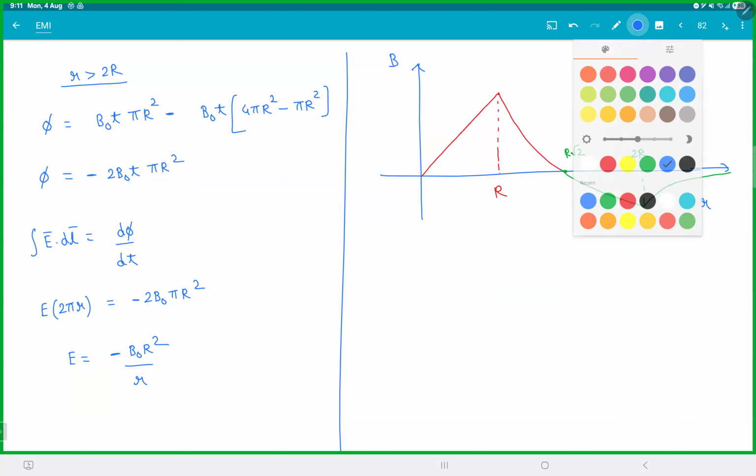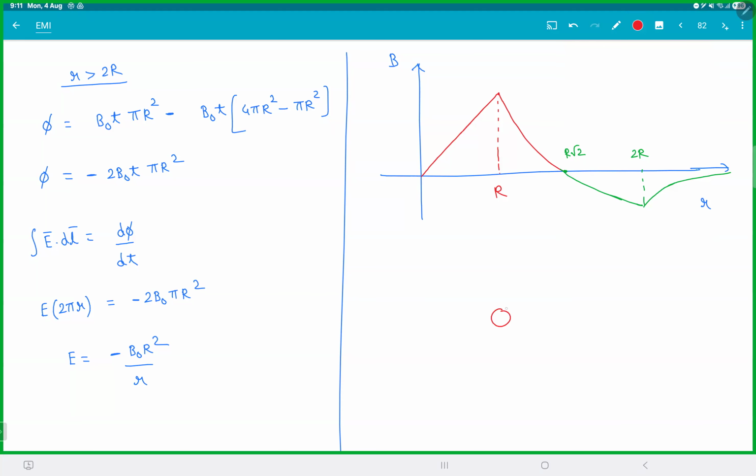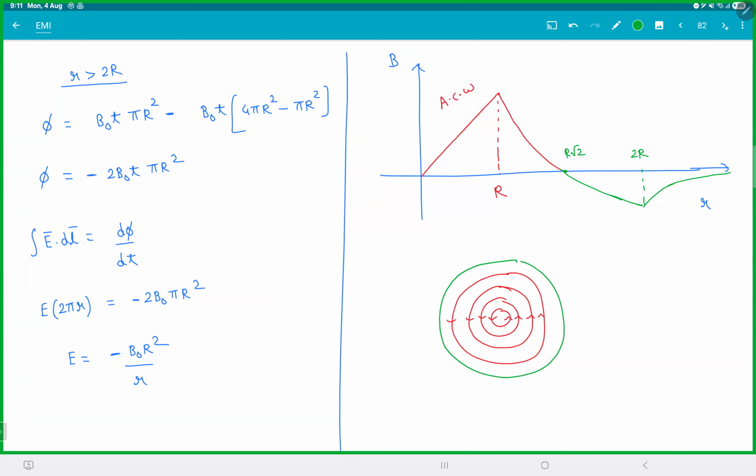So if I try to draw the field lines, they will look like this. Initially you'll have an anti-clockwise field. And at r root 2, the direction will reverse. This is a clockwise field. So it will still be concentric circles, but the field direction will change. Direction of E bar reverses at r root 2.